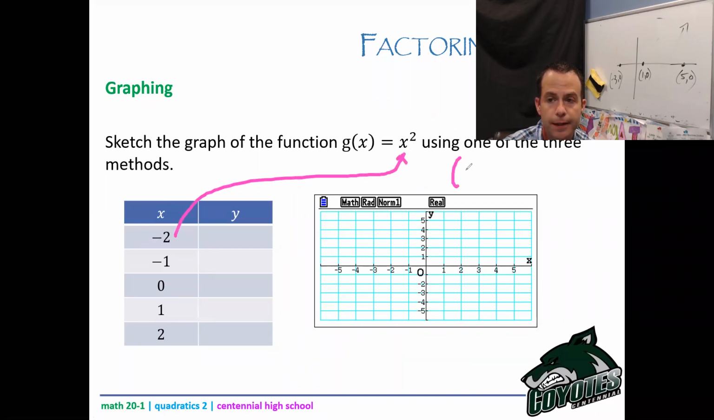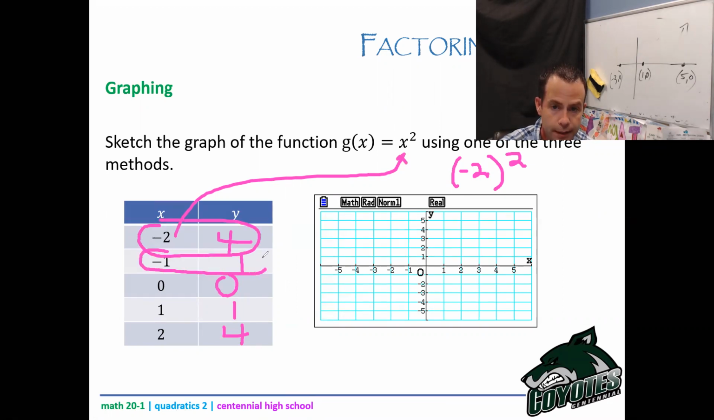Well, that would look like this. -2 is my x, and I'm going to square it. So essentially, I'm asking myself, what's -2 times -2? -2 times -2 is 4. Okay, what's -1 times -1? It's 1. What's 0 times 0? It's 0. You see what I'm doing? 1 times 1 is 1. 2 times 2 is 4. Okay, so now we plot these points. So we plot the point -2, 4. We plot the point -1, 1. We plot the point 0, 0. So go ahead and do that, and then we can compare pictures.